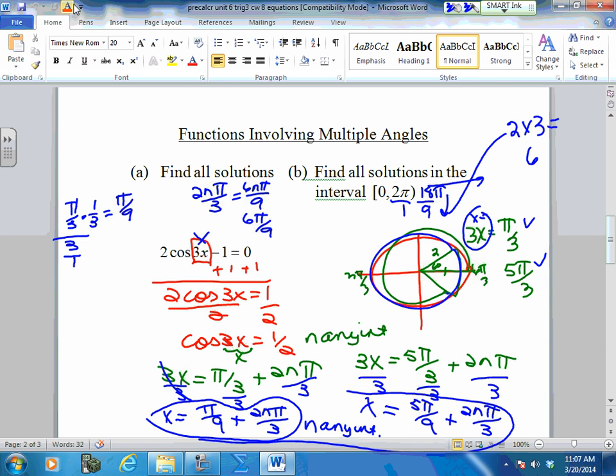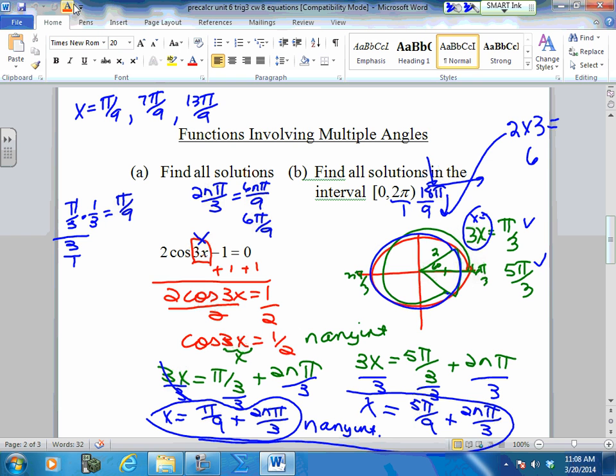So I'm going to bring it up here. We started with pi over 9. That's 1. Add 6 pi over 9. What do you get? Remember, the denominators are the same. Add 6 pi. What do you get? 7 pi over 9. Add 6 pi over 9. 13 pi over 9. Add another 6. 19. But I'm over the 18. So I stop.